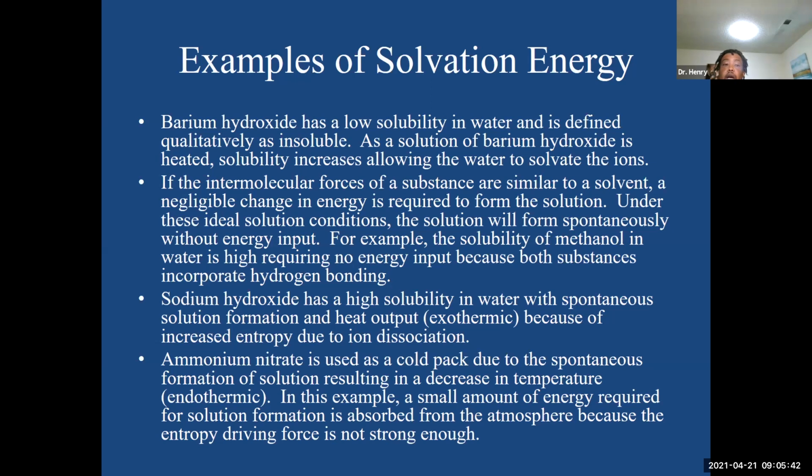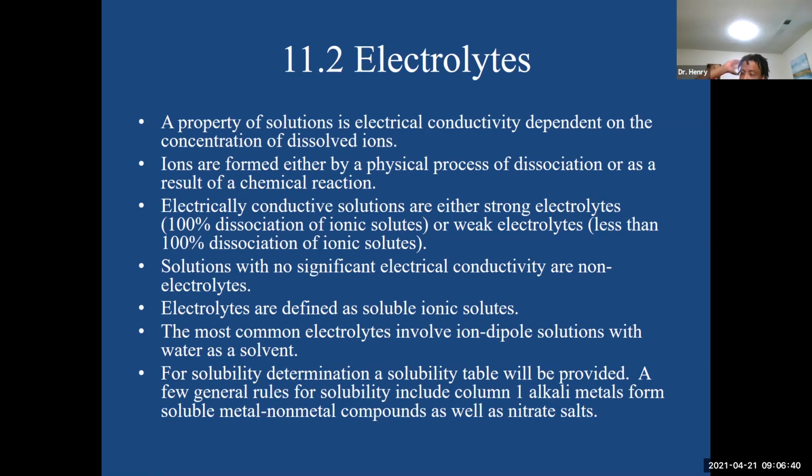Yep. Okay. Now, ammonium nitrate, and ammonium nitrate is normally used in cold packs. And so they basically result in a temperature decrease. So basically they're taking energy from the system and putting it into the chemical reaction, okay? So in this situation, there's going to be just a small amount of energy required for that solution to absorb from the atmosphere. And so that entropy force isn't going to be strong enough. Okay. And it's not going to be strong enough because it has to be absorbing from the atmosphere. You're going to have to take energy from the atmosphere to make it happen. Okay. So are you with me so far?